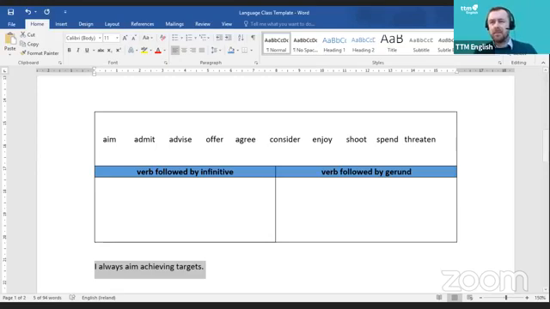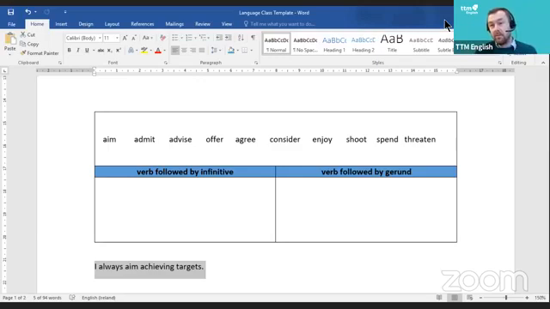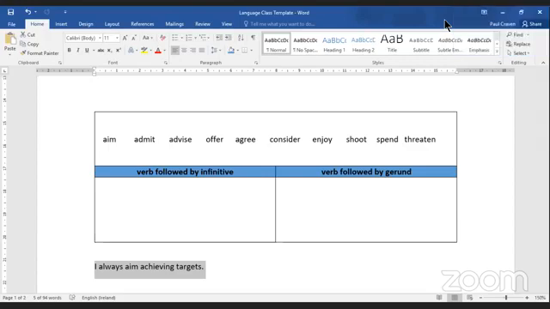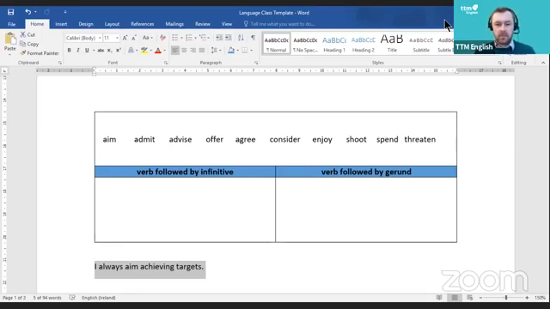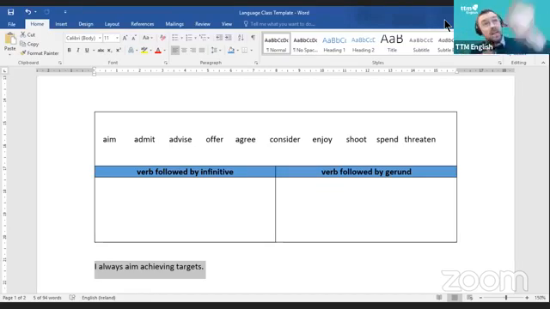Let me go for Sujith. Are you there, Sujith? Yes, sir, I'm here. First of all, let's look at the meaning of it. Would you describe yourself like this? Is that something that you might say? I always aim achieving targets. Is that the way you live your life? Yeah, always. You've always got targets in front of you. Yeah, always, always.